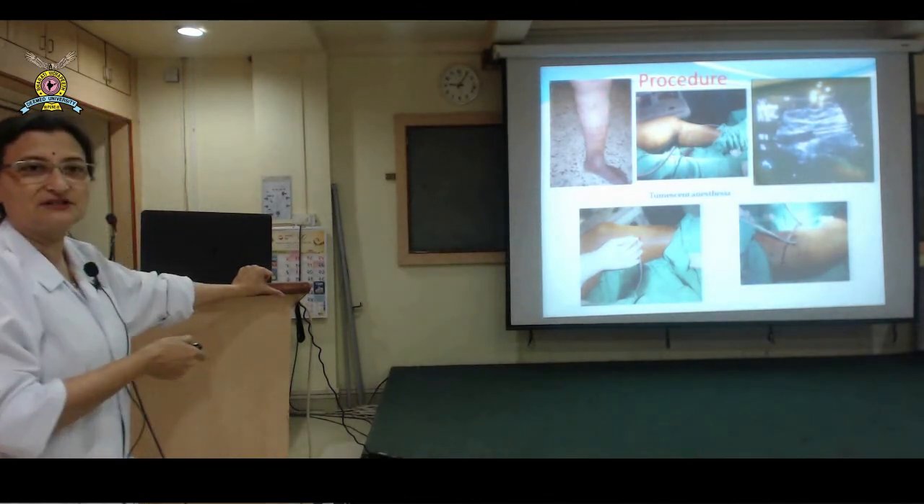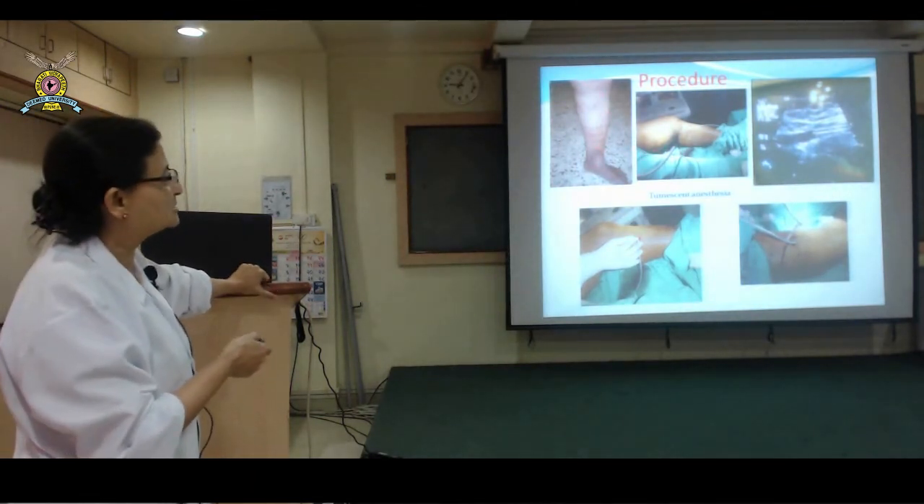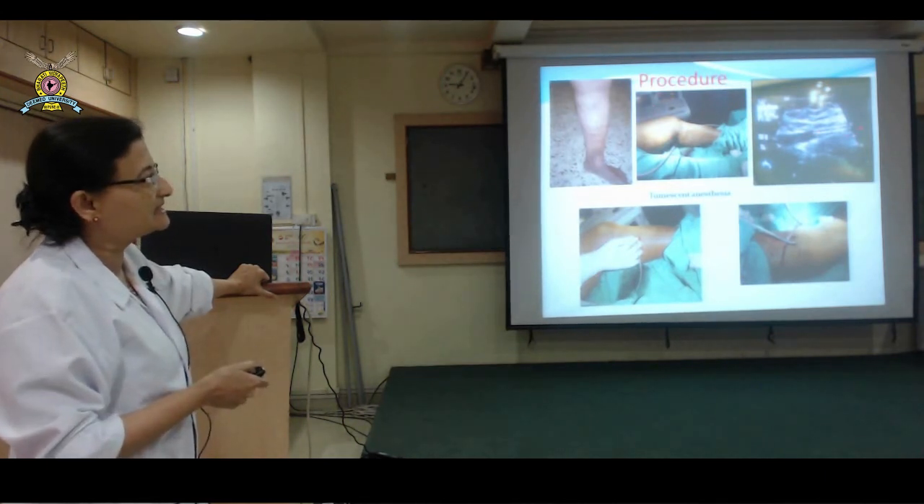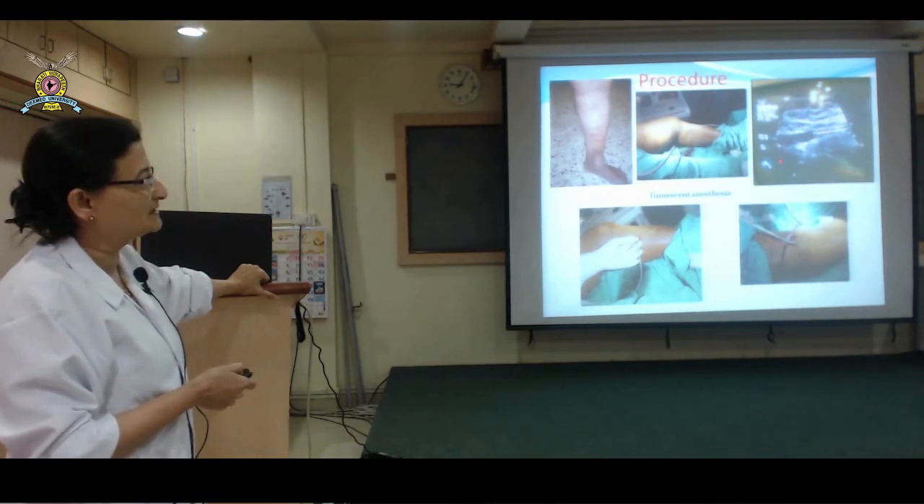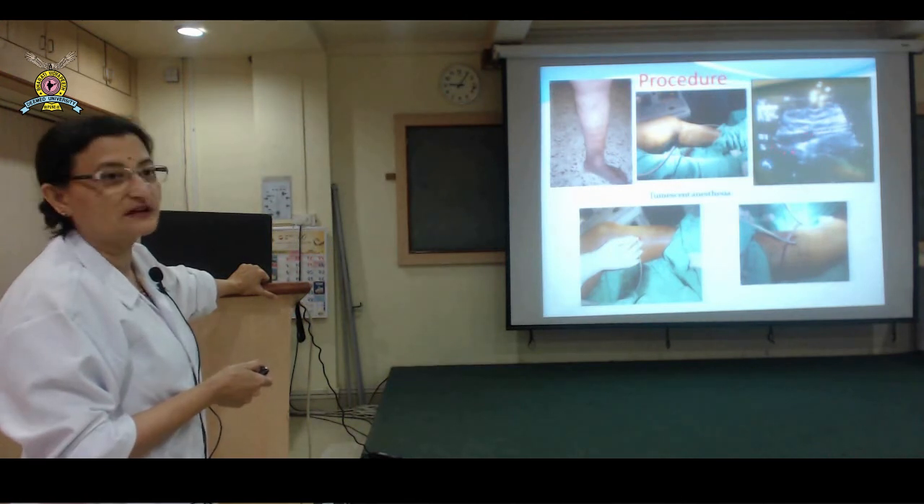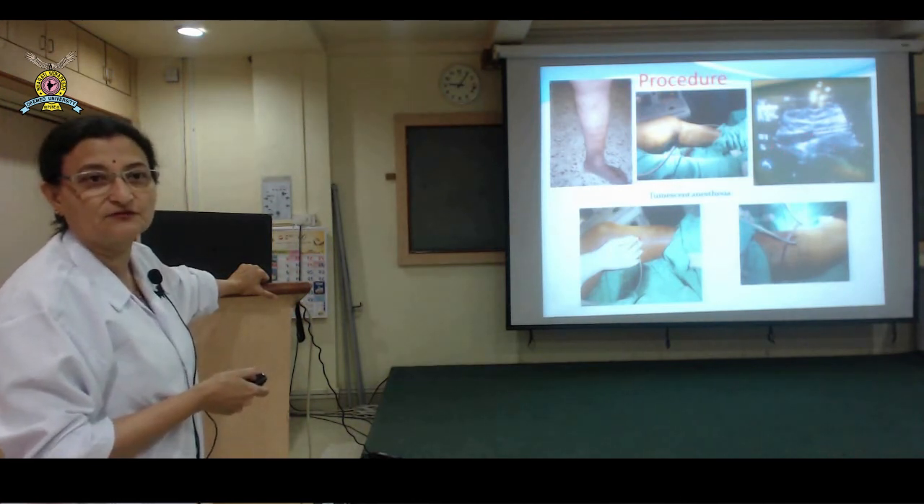This is the marking which is done pre-operatively. All these small vessels are also marked. This is the cannulation, this is the laser fiber, this is the laser machine. This is the laser fiber that you see on ultrasound, and this is the saphenofemoral junction. This is the femoral vein, this is the saphenous. You keep it at a distance of around 2.5 centimeters from the saphenofemoral junction.